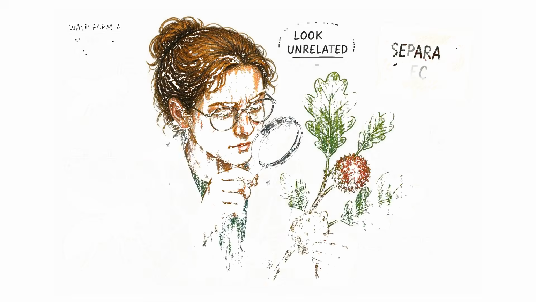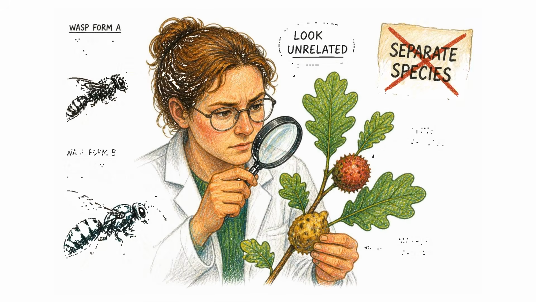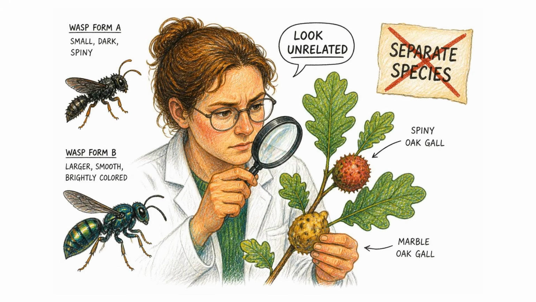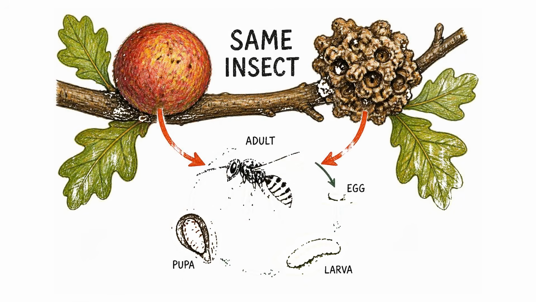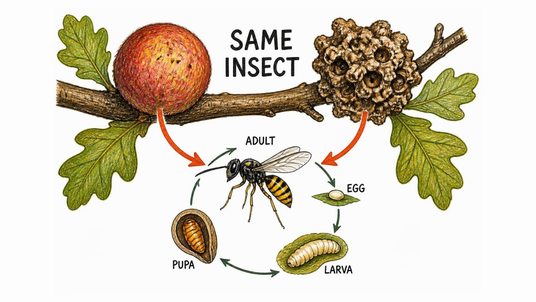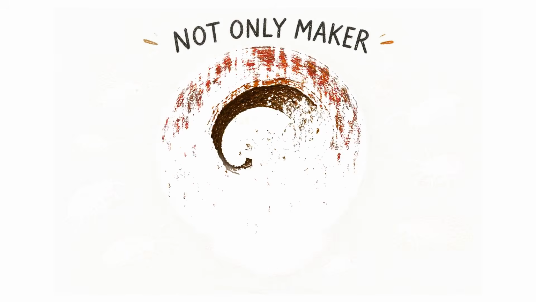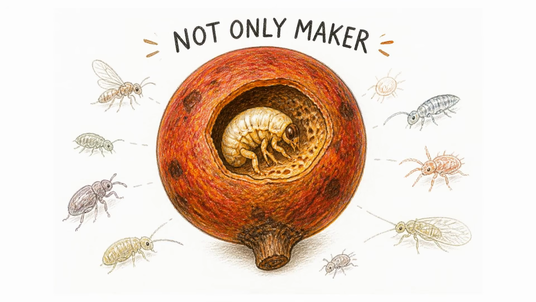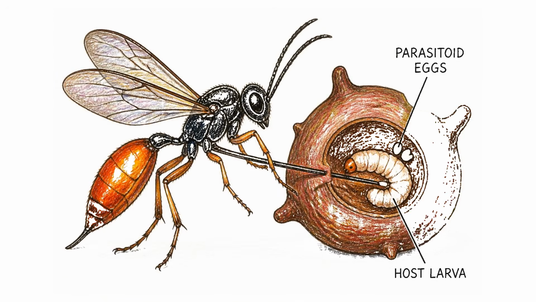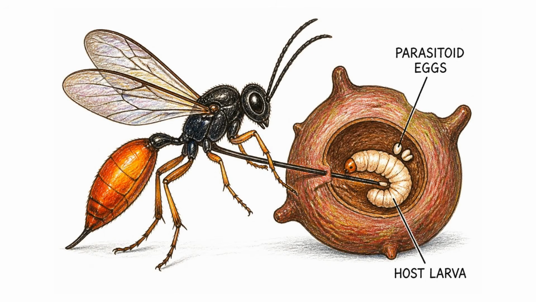The two generations can look so unrelated that scientists once mistook them for separate species. So two strange growths on the same oak may not be two different problems. They may be two chapters of the same insect's life, and once a gall exists, it may stop belonging only to its maker. Parasitoid wasps can find the hidden larva and lay their own eggs into it.